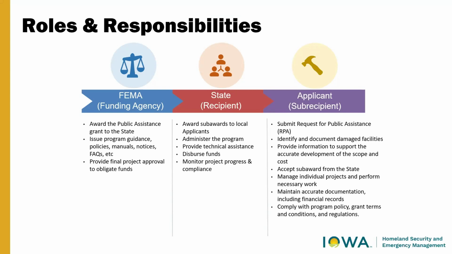FEMA uses both the term applicant and subrecipient to identify the local partner. An applicant has applied for assistance under PA, while a subrecipient has received the subaward. The grant requirements for the prime award flow down to the subrecipient. Subrecipients are accountable for the compliant use of federal funds and completion of projects in compliance with PA program policy, terms, conditions, and regulations.